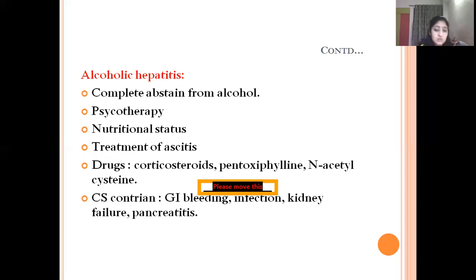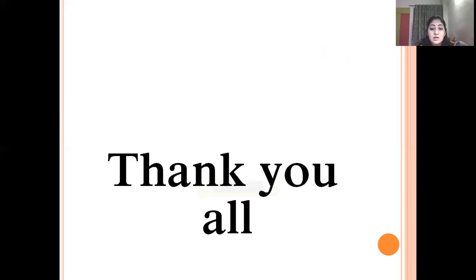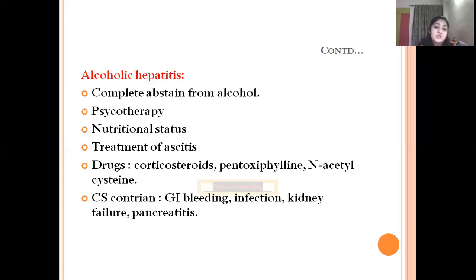Some contraindications are GI bleeding, infections, kidney failure, and pancreatitis. In such conditions, we have to use the medication very cautiously. So these are the management of various types of hepatitis.